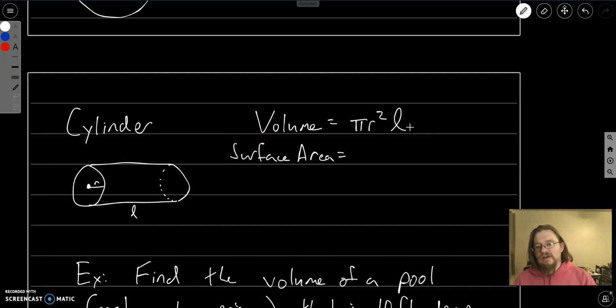The surface area of the cylinder, there's going to be sort of three sides to this: the part that wraps around the middle and both ends. Well, the area of the end, this is just a circle, so the area of a circle is going to be pi r squared, and in fact we have two ends. One on both. So we're going to have two of those.